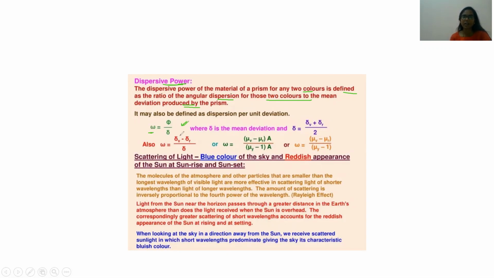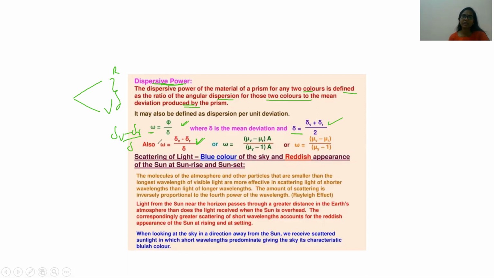Try to understand. Let us take the deviation of violet minus the deviation of red, divided by the mean deviation. Violet is the highest deviated and red is the least, so the difference of these two you take. How much it will disperse depends upon the average deviation of both. We take the average and obtain this formula, and you will get the dispersive power of the prism.